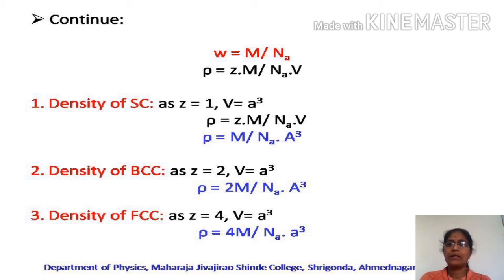Then BCC, Z is equal to 2. By substituting Z equal to 2, rho becomes 2M upon Na into a cube. And for FCC, by substituting Z equal to 4 and V equal to a cube, you will get rho is equal to 4M upon Na into a cube.